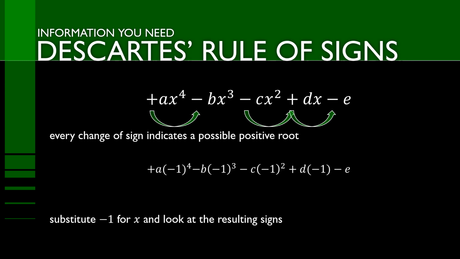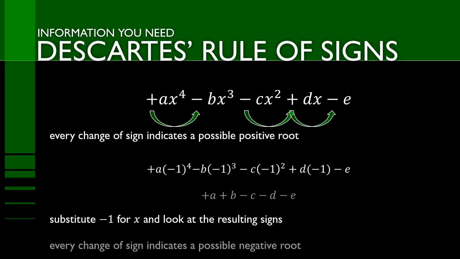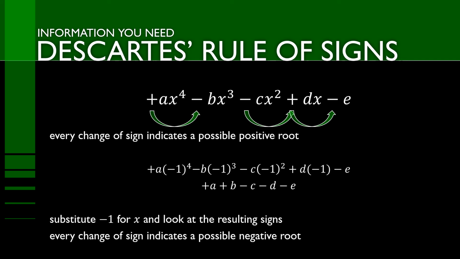When we work that out, again, we're not worried about the coefficients, we're just worried about what the sign is. So -1 to the 4th is a positive, times a positive is positive. -1 to the 3rd is a negative, times negative b gives us positive b. -1 squared is positive, times the negative c gives you negative c. Positive d times negative 1 is negative d, and then we already have negative e.